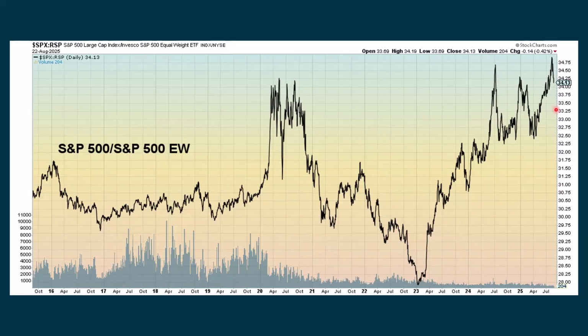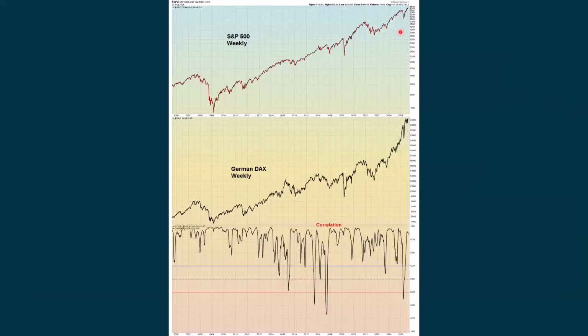Now, if we see this continue to go down, that might mean that the market is getting more under pressure and starting to decline. We look at a weekly chart of the S&P on the top, a weekly chart of the German DAX, and you see the correlation is still pretty strong between the two of them.